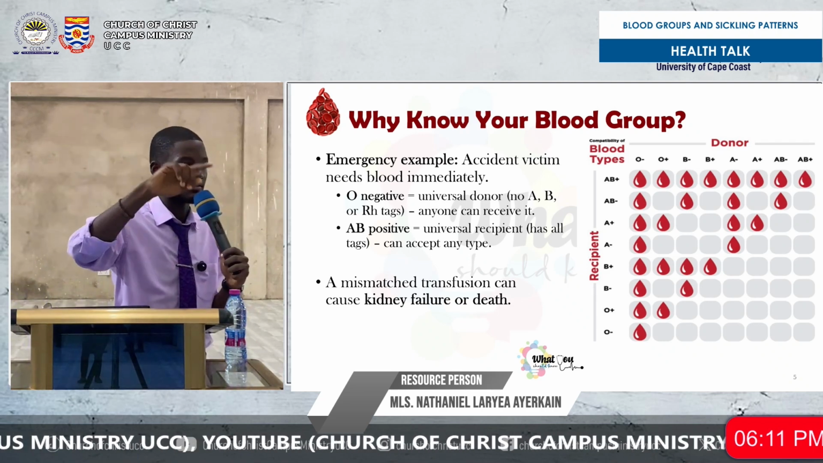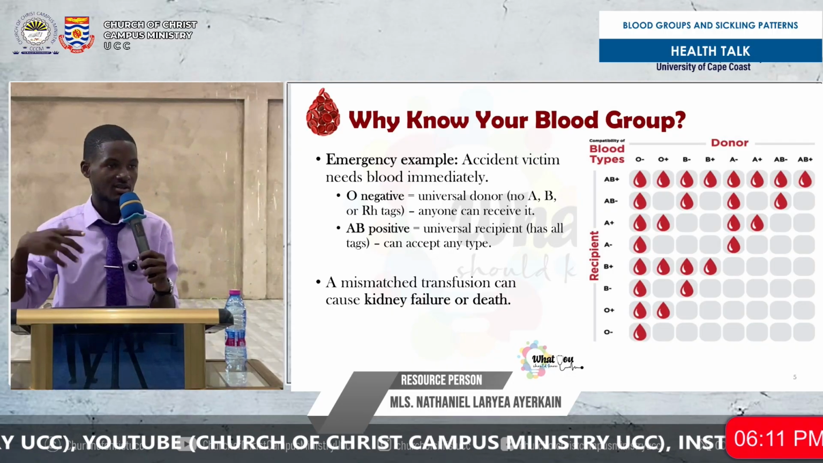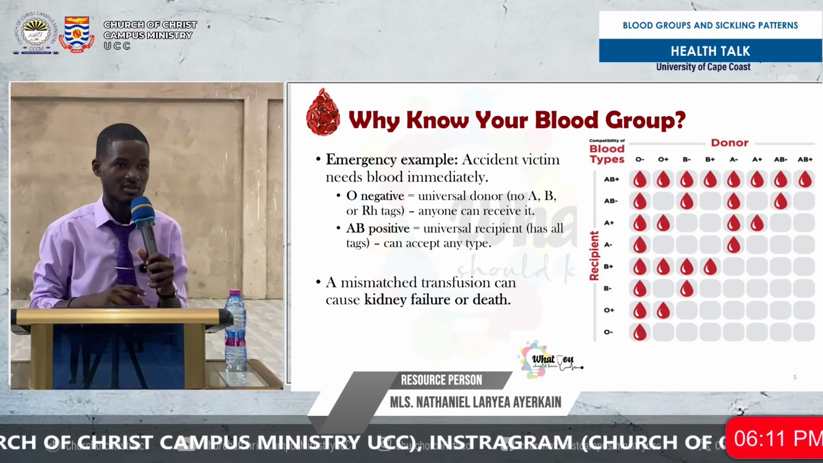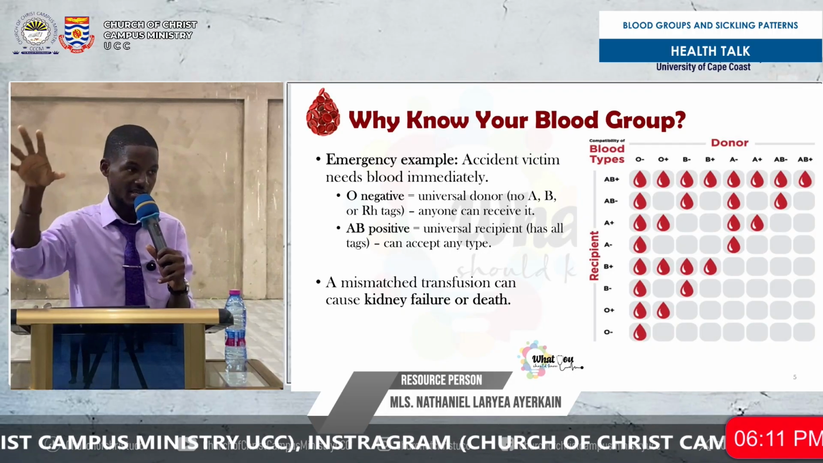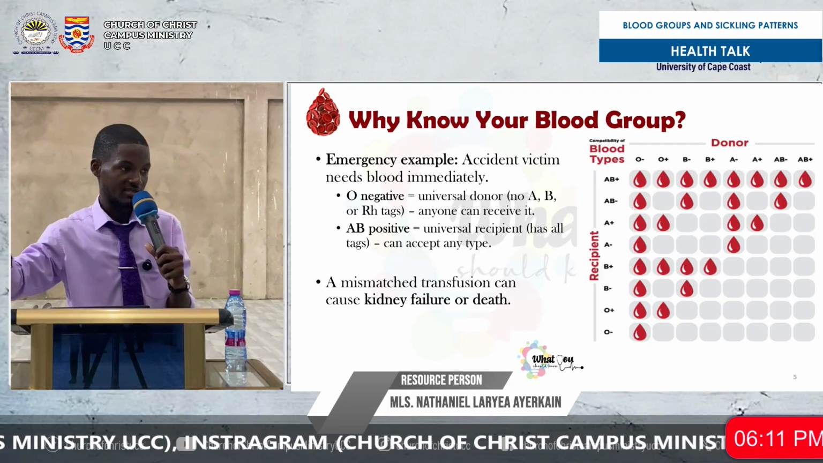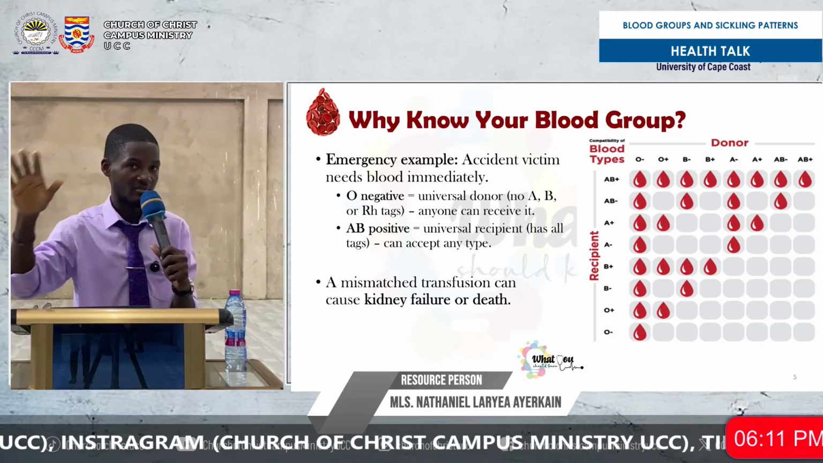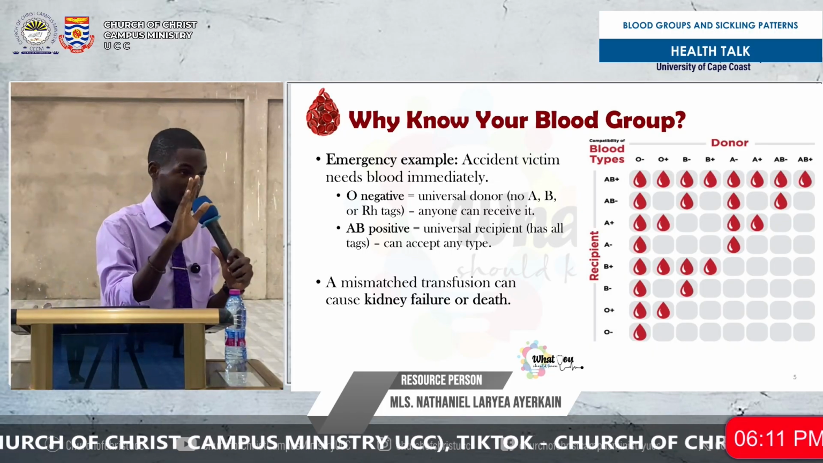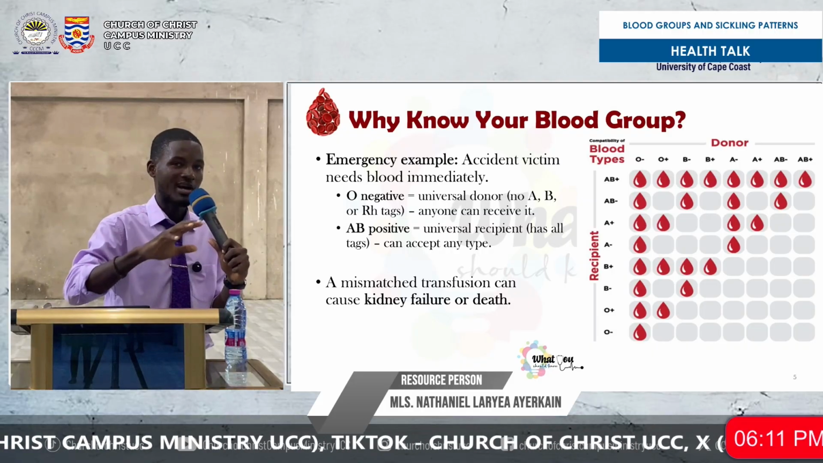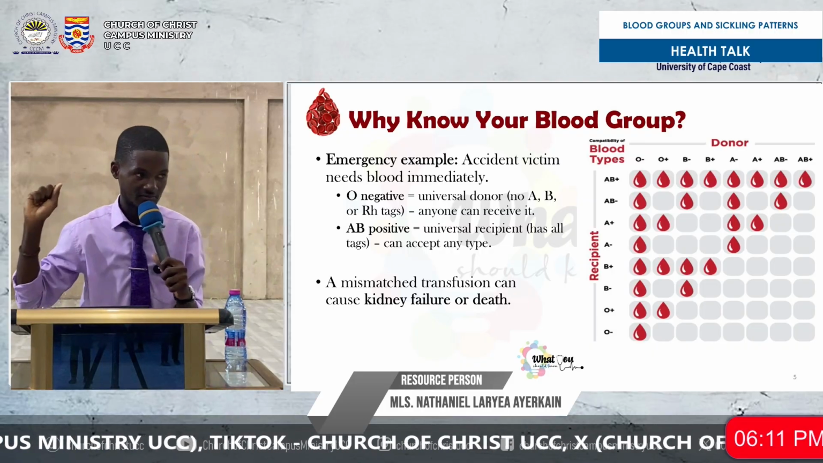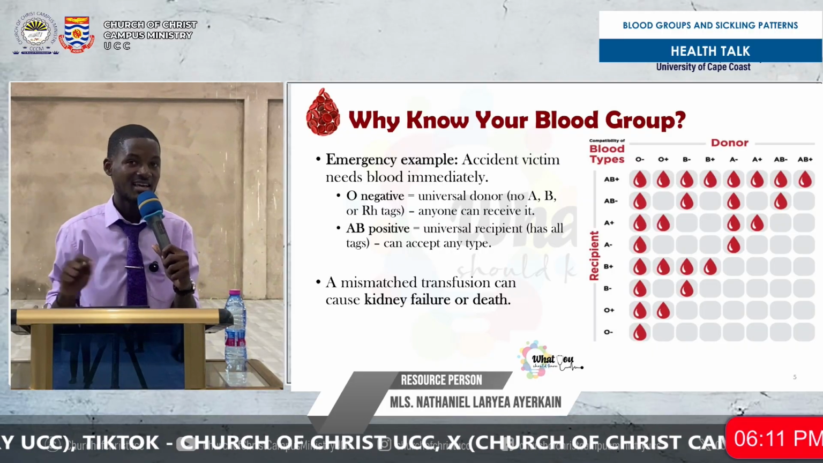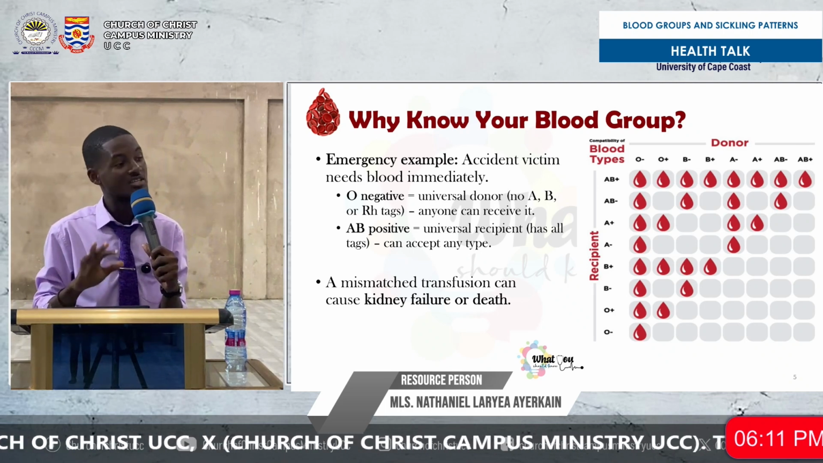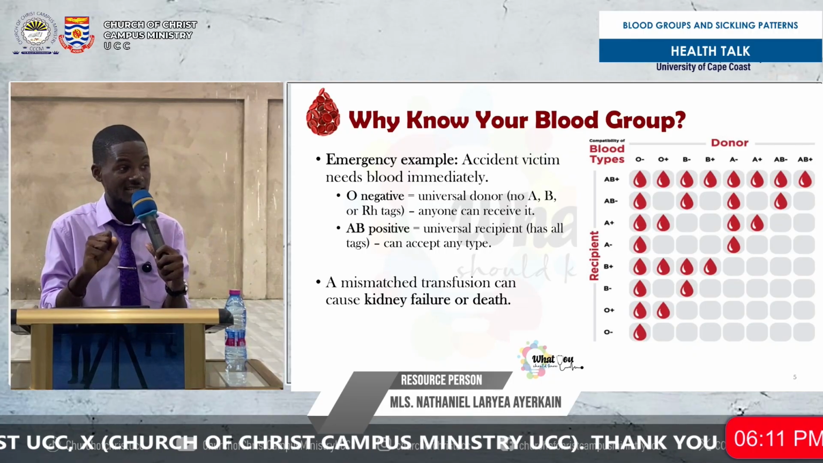There are 8 different blood groups according to the ABO and Rhesus system, right? We have A positive and A negative, B positive and B negative, AB positive and AB negative, O positive and O negative. If you are negative in any sense, you can't take blood from a person who is positive. If you are positive in any sense, you can take blood from a person who is either negative or positive.